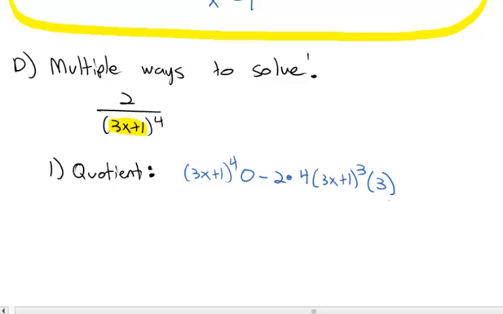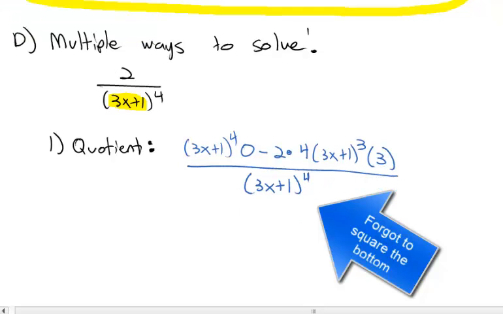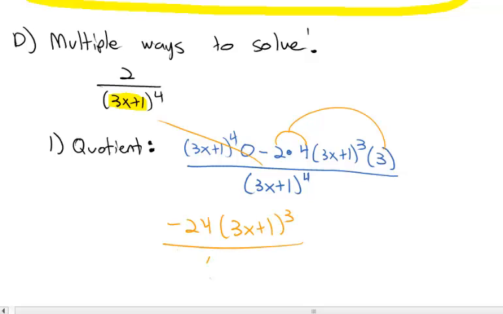Low d high minus high d low all over square the bottom. 3x plus 1 to the 4th power. And there's nothing wrong with this method. We've just created a lot of algebra we need to do to solve it. One nice thing is 0 times anything is 0. And so we've got negative 2 times 4 is negative 8 times 3 is negative 24 times 3x plus 1 to the 3rd power all over 3x plus 1.